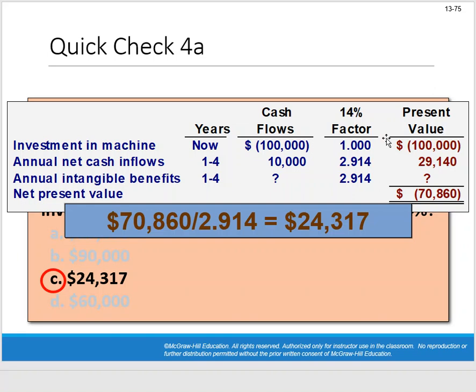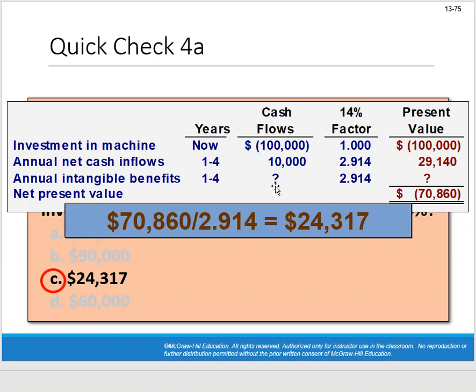So we've got the 100,000 outflow. The annual net cash inflows should come out to 29,140. So 10,000 times our factor of 2.914, 29,140. And all of that comes out to negative 70,860. So what does that mean? Well, to make this zero, then this number has to be 70,860. We divide it by 2.914 and we get 24,317. And again, that's annual intangible benefits, so that would be each year.